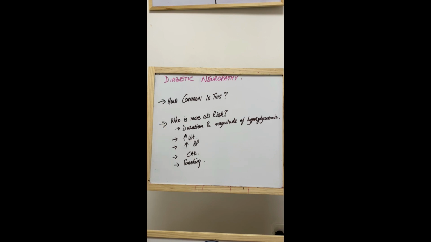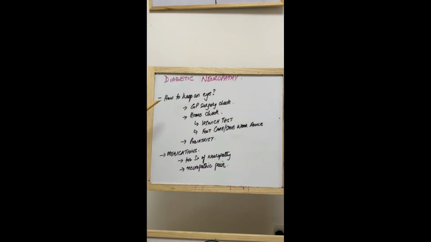Who is more at risk? Again, like other microvascular complications of diabetes, the duration and magnitude of hyperglycemia, how long you've had the diabetes, and how poor the control of the diabetes was, will contribute to having this complication. Again, other associations are being overweight, having a poor control of your blood pressure, having a history of coronary artery disease such as an angina or a heart attack, and if your patient is smoking.